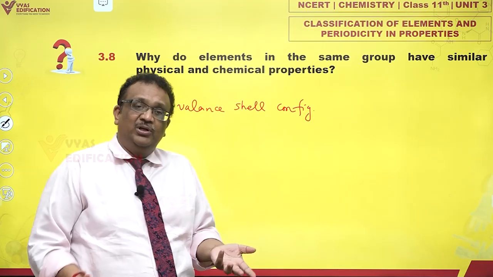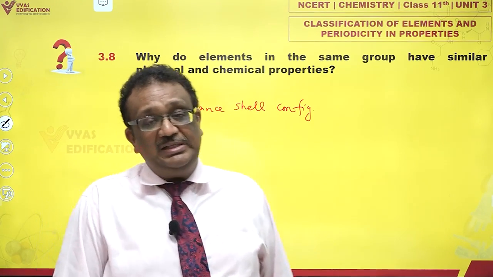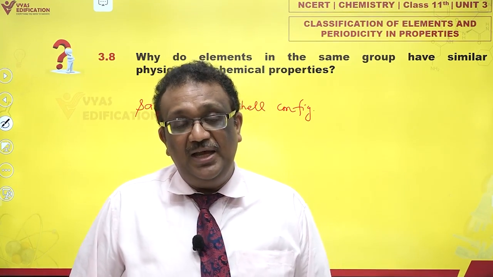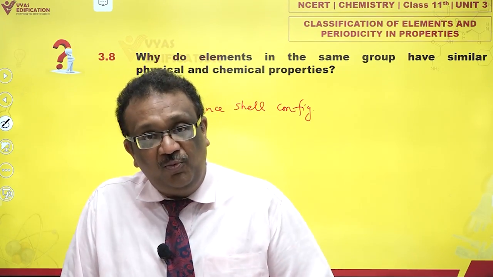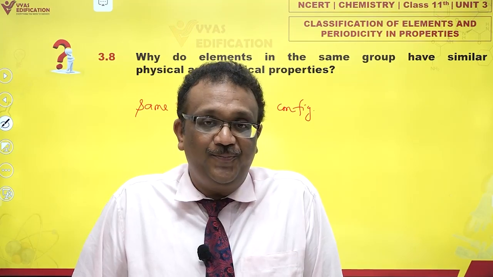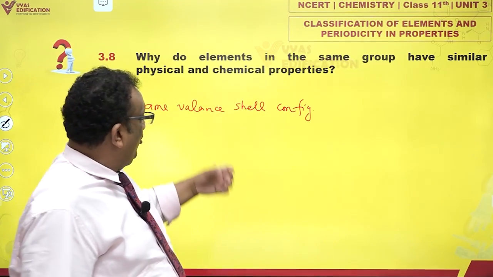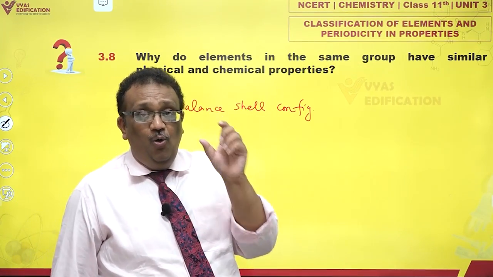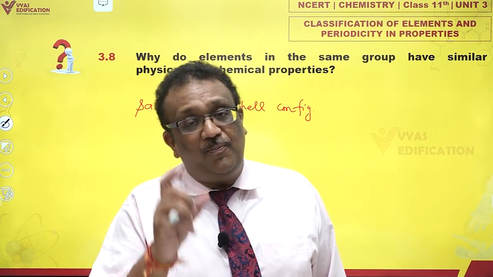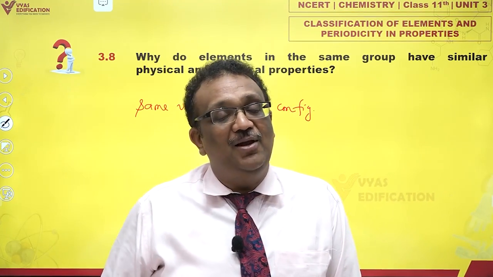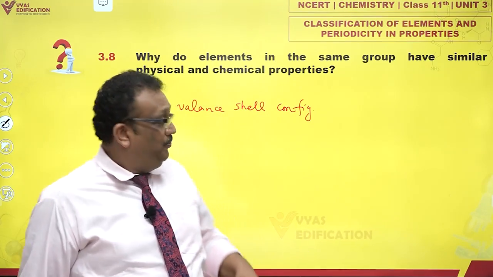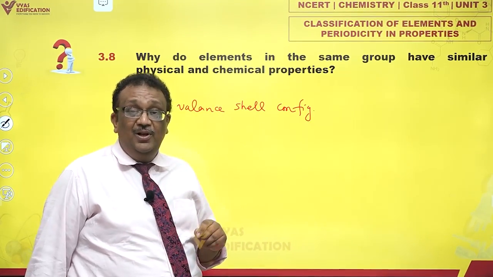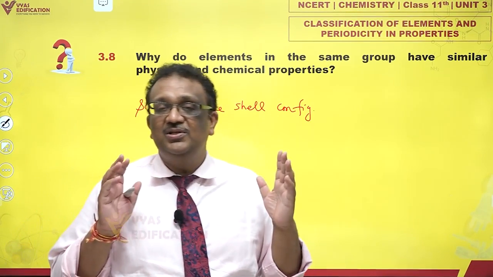That means all of them would tend to behave as monopositive metals. Their valencies would be the same. Their tendencies to either give electrons or take electrons or form covalent bonds would be quite similar, since electronic configuration is the core or central property which decides the chemical behavior. Within a group, since electronic configuration is similar, you find chemical properties are very similar.